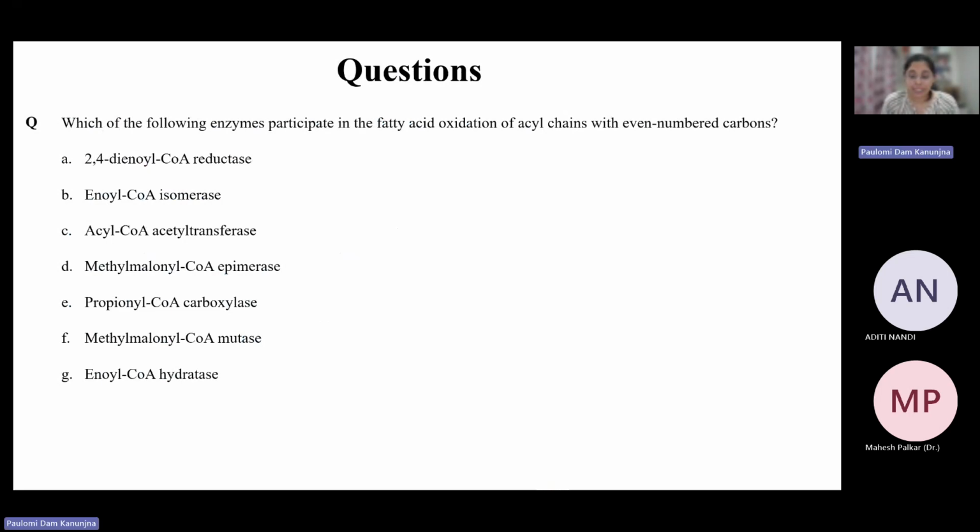So it basically says even numbered carbon. So yeah.